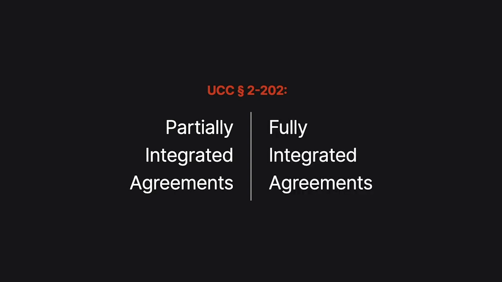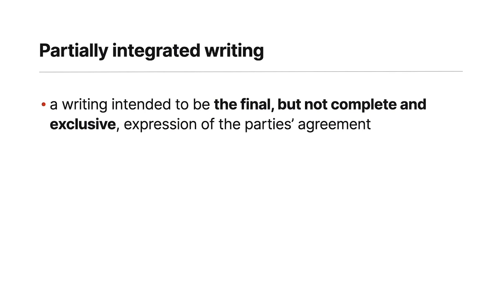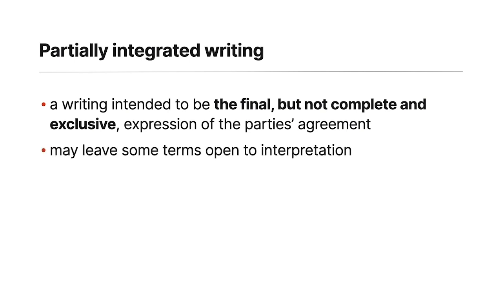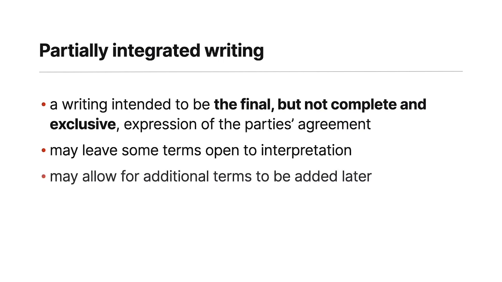Section 2.202 distinguishes between partially integrated and fully integrated agreements. This distinction affects the admissibility of certain extrinsic evidence. A partially integrated writing is a writing intended to be the final, but not complete and exclusive, expression of the parties' agreement. Although the writing may contain many of the contract's terms, it may also leave some terms open to interpretation or allow for additional terms to be added later.